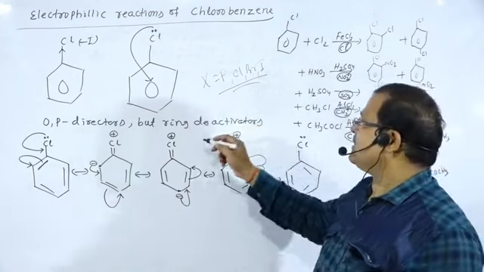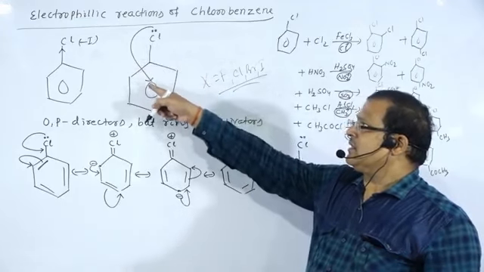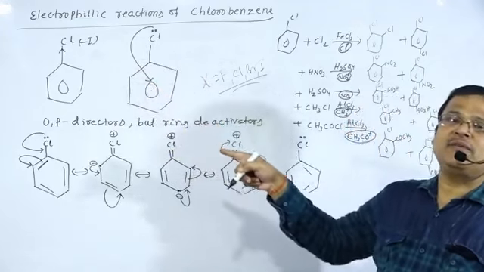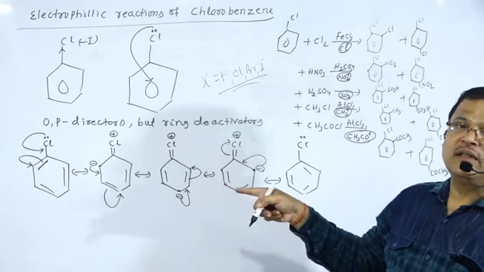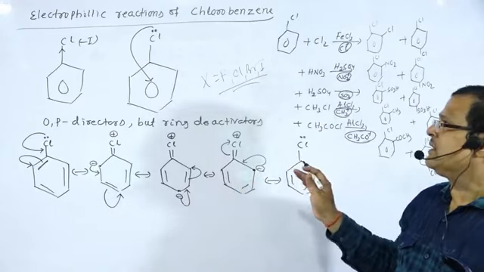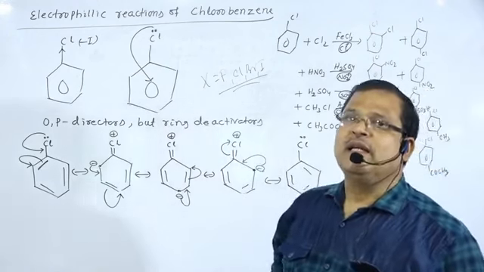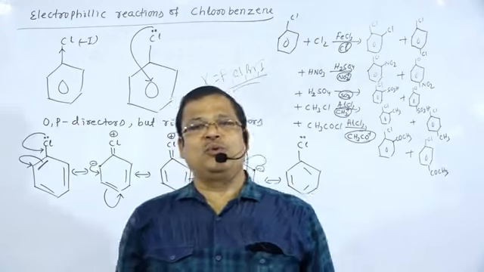Then why are they ortho-para directors? Because of conjugation, the electron density becomes more at the ortho and para positions. That means negative charge occurs at the ortho and para positions. So that is regarding electrophilic substitution reactions taking place in the case of benzene.